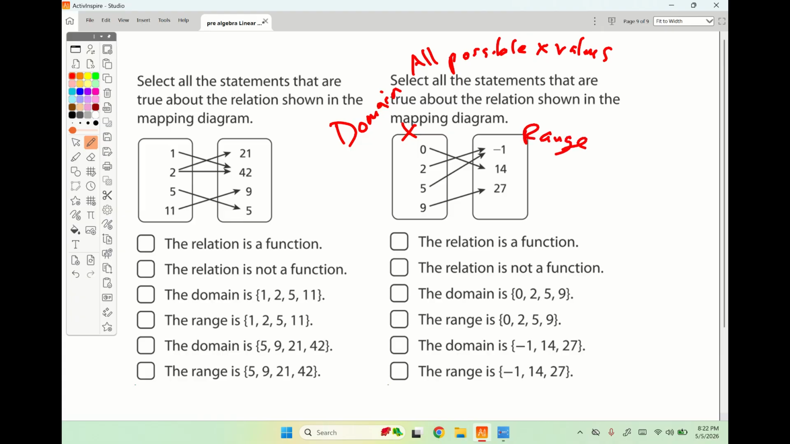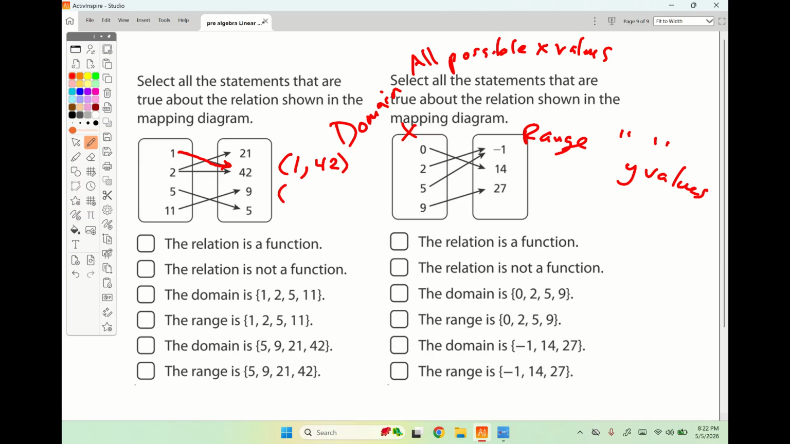So let's answer these questions. Not a function here because it repeats. And domain are these x values 1, 2, 5, and 11. So we check that box. Range is these y values that you have here, which is 5, 9, 21, and 42. So we check the range that's correct.